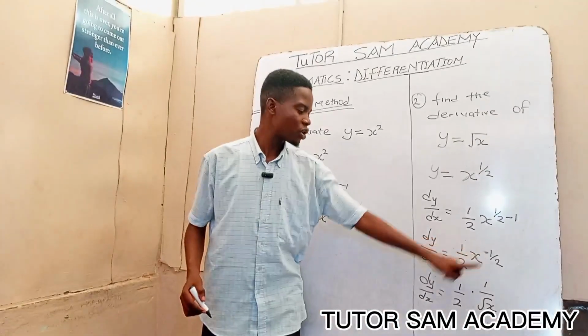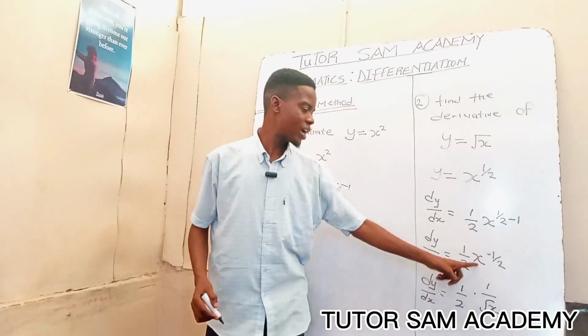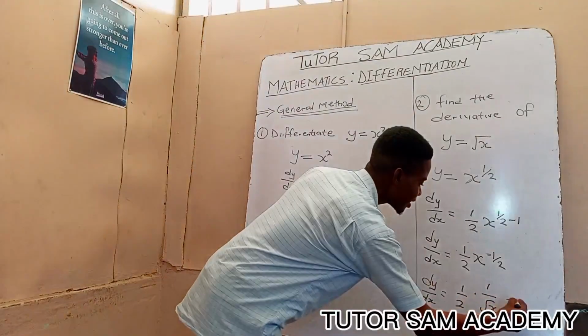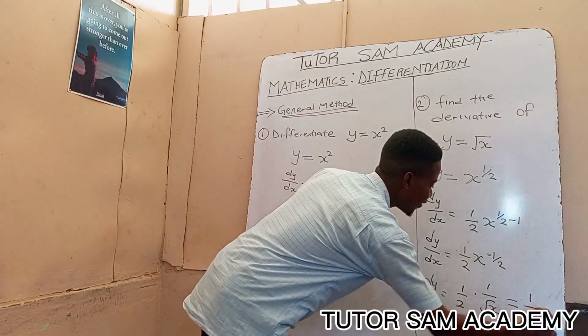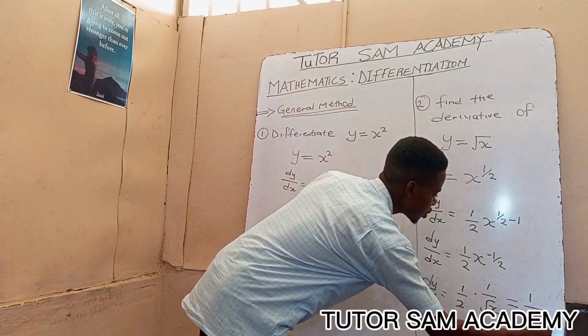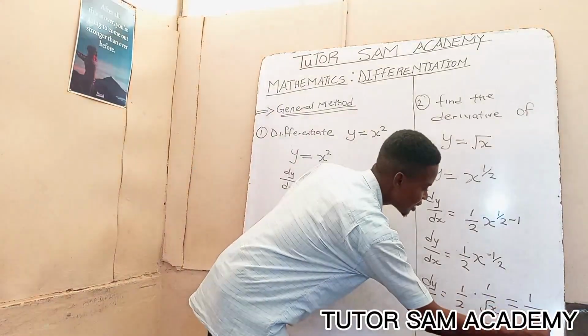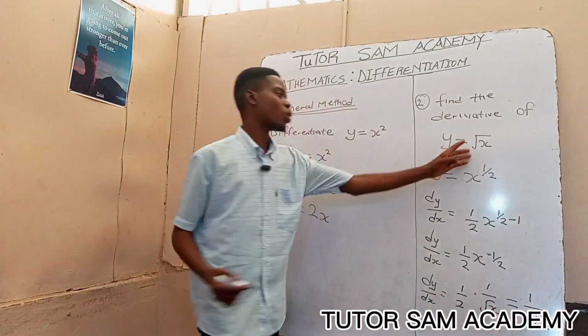Because minus means inverse. So x raised to the power of 1 over 2 means square root of x. So from here, my final answer will be 1 over 2 root x. So finally, this is the derivative of square root of x.